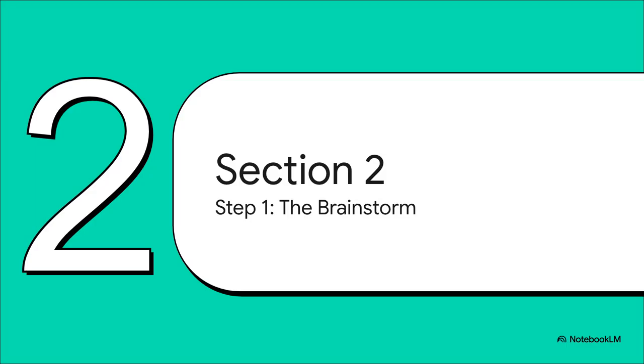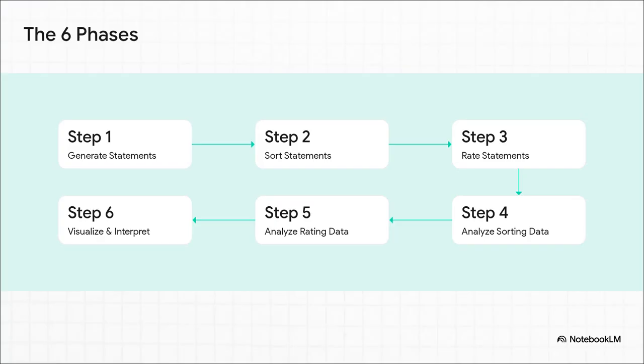All right, let's get into the nuts and bolts of how this actually works. The whole thing can be broken down into 6 distinct phases, and it all kicks off with gathering the raw material, the ideas themselves. You can think of this process as a journey in 2 parts. First, the participants, the people with the ideas, generate, sort, and rate everything. Then, the researcher takes all that input, runs the analysis, and transforms it into that final visual map.